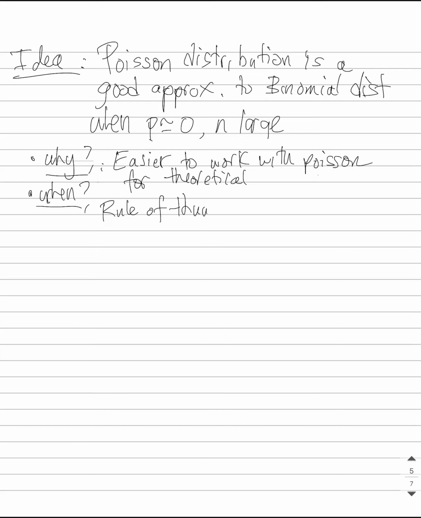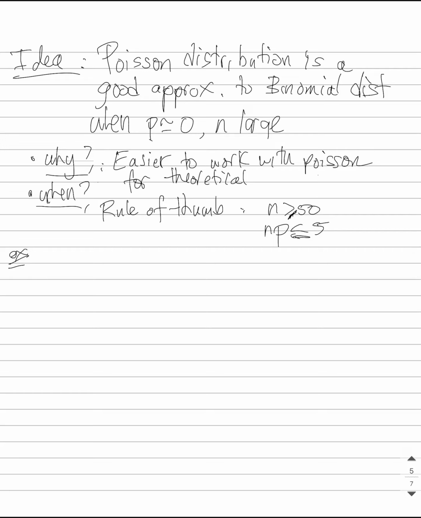And when should I do this? Well, here's a little rule of thumb. Don't treat it as fixed, but ballpark when n is bigger than or equal to 50 and n times p is less than or equal to 5. It doesn't really matter because it's a rule of thumb. In this situation you could use the binomial, but the point is that it's inconvenient. It's not easy to work with if you have to do things analytically.